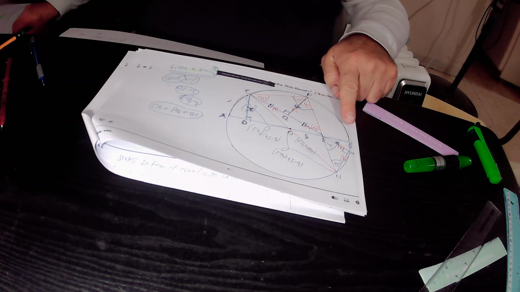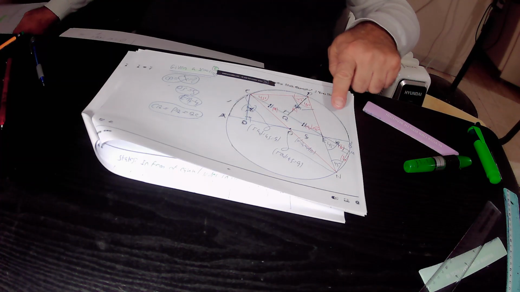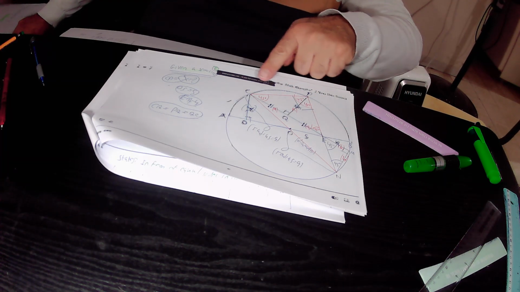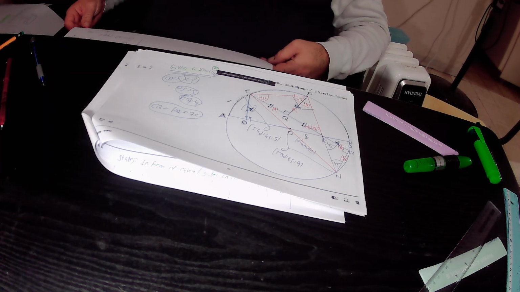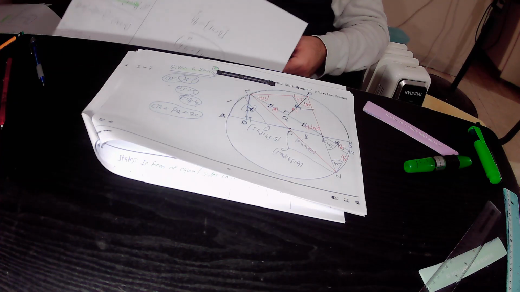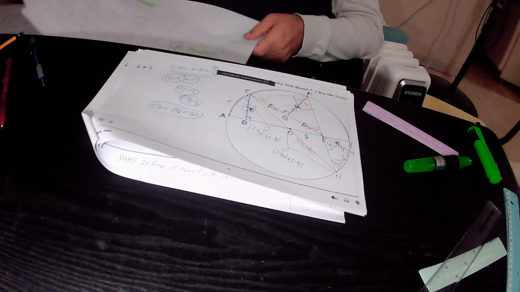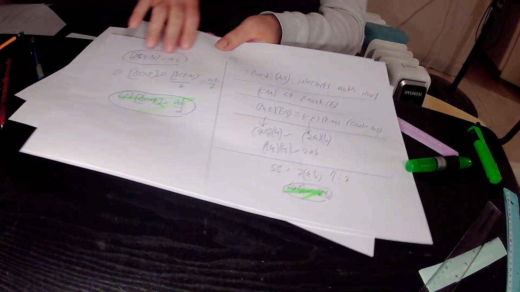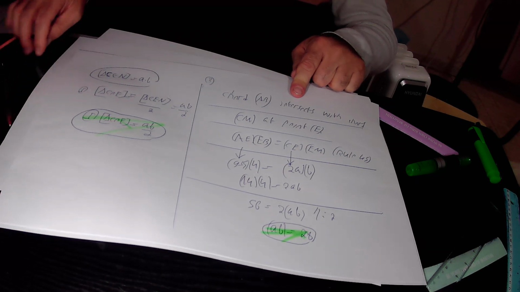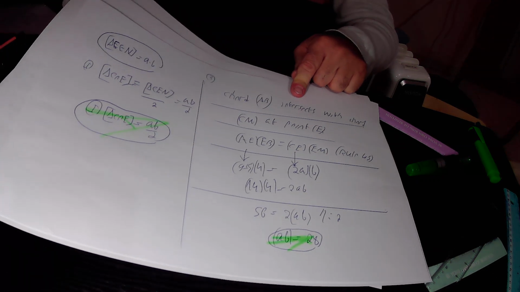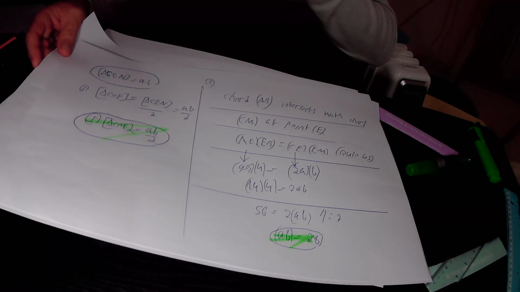AE times EM equals CE times E. AE times EB equals CE times EM. And again, according to Rule 56, we know that chord AB intersects with chord CM at point E, and therefore the following equation is true: AE times EB equals CE times EM.